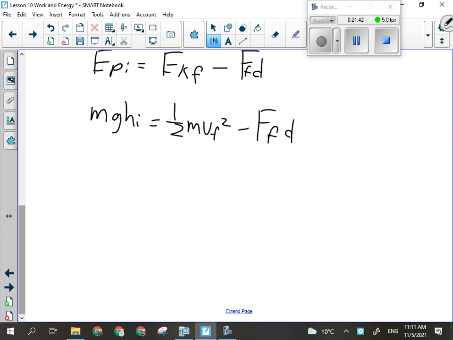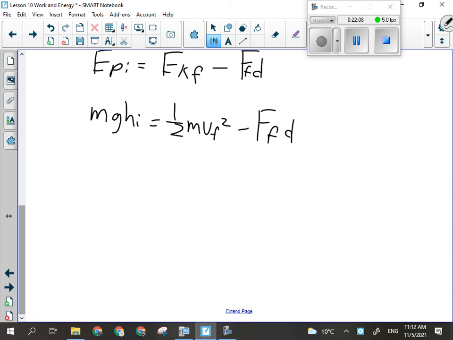Now if we're thinking this through logically, the force of friction times the distance is going to be a negative number. I'm subtracting a negative, which really means I'm adding these two numbers, and that means this is bigger than this. Is that okay? It is. It's supposed to be. We're losing energy as we go down. We had more initial energy than final.